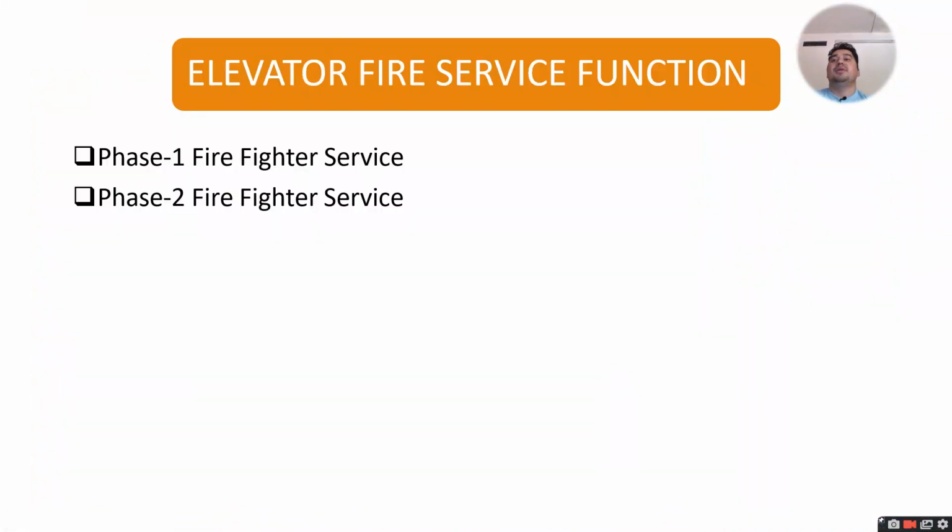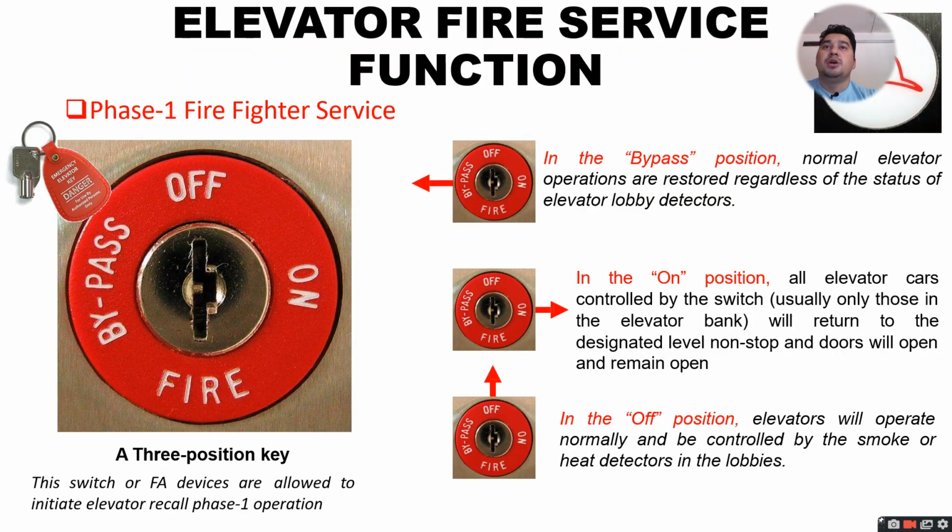Elevator fire service function. Phase 1 firefighter service, phase 2 firefighter service. For phase 1 firefighter service, a 3-position key switch and the fire alarm devices are allowed to initiate elevator recall phase 1 operation. So in the bypass position, if you take the key to the bypass position, what will happen? Normal elevator operations are restored regardless of the status of elevator lobby detectors.